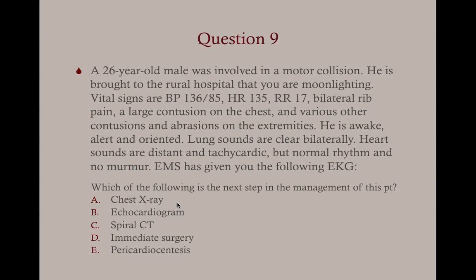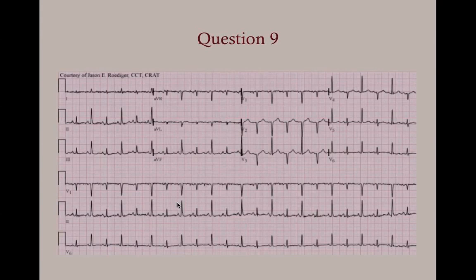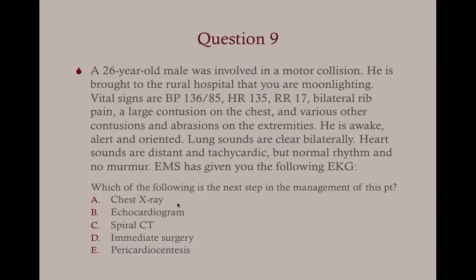EMS has given you the following EKG. Let's take a look at it. So here's his EKG. Okay, I'll let you pause it if you want to look at the EKG. All right, so which of the following is best next step in management? Is it chest x-ray, echocardiogram, spiral CT, immediate surgery, or pericardiocentesis? I'll let you pause it.